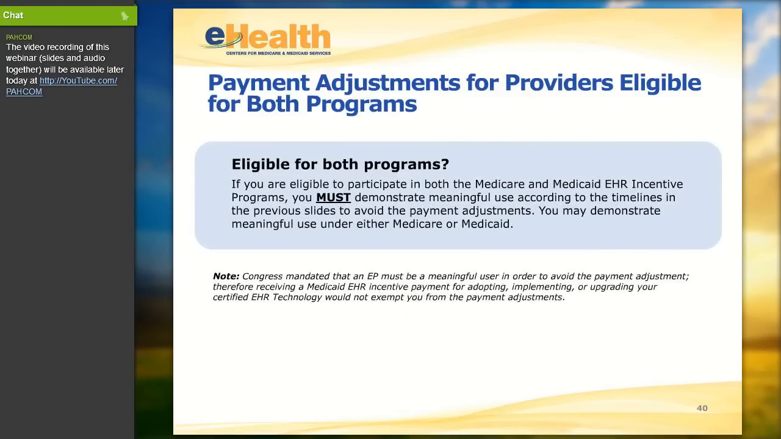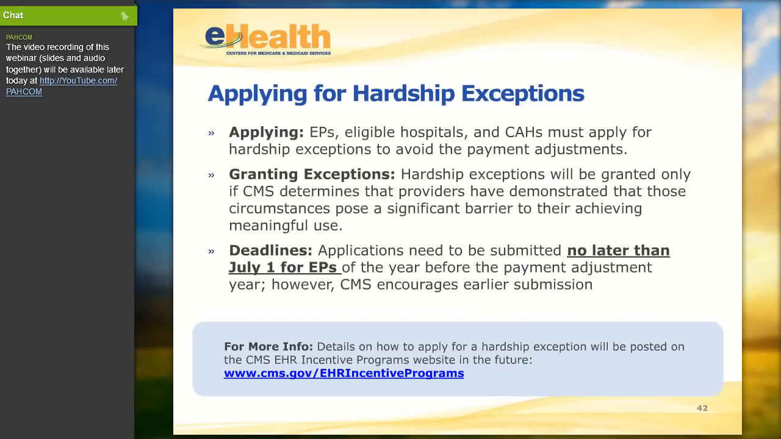And somehow we have missed the categories. I apologize for that, but I can run quickly through what the hardship exceptions are for you. And again, there is some information on our website about this.